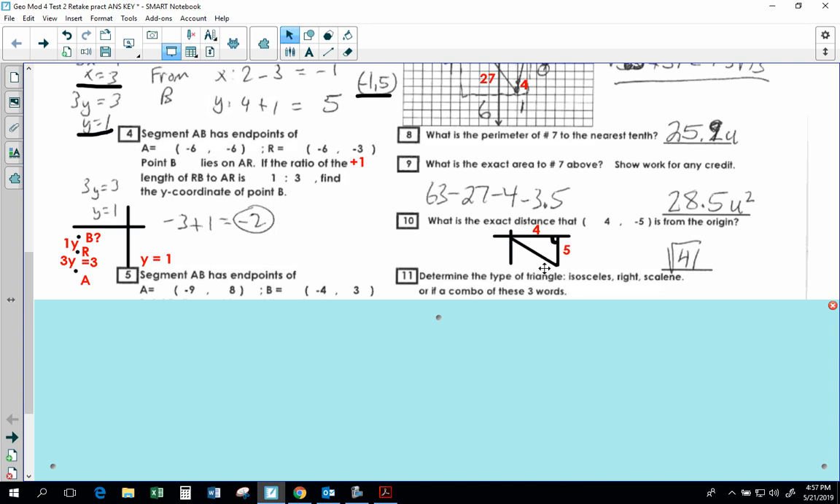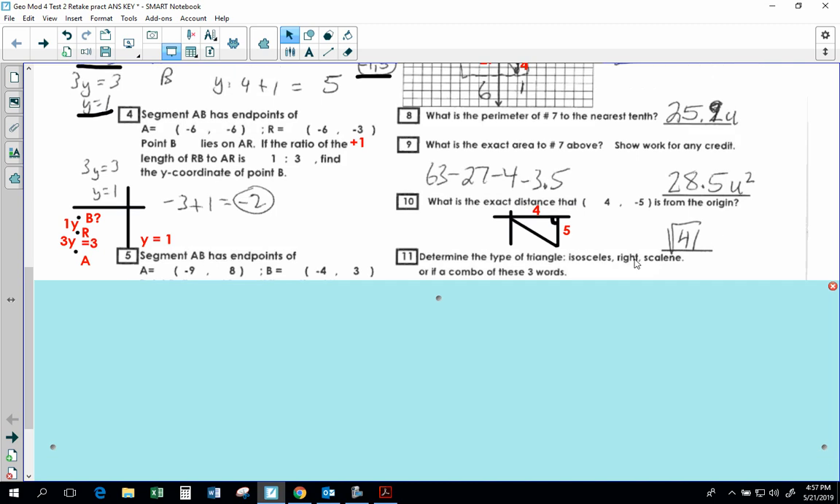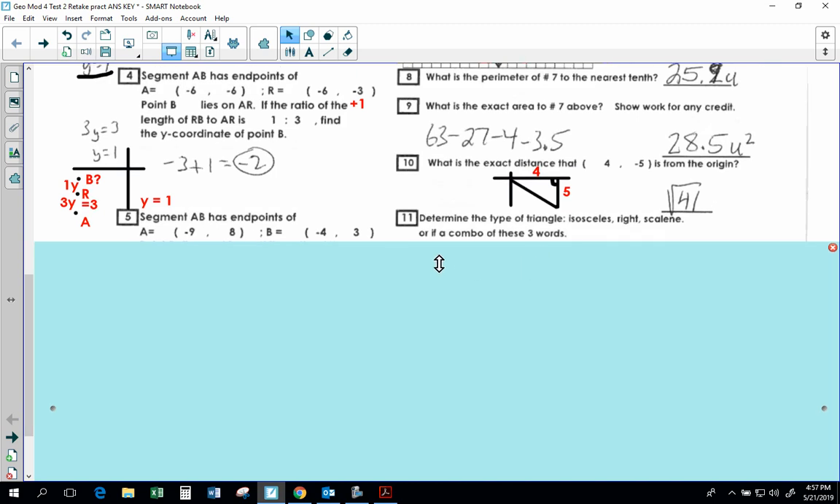So now we have Pythagorean theorem, right triangle. Okay. 4 squared is 16 plus 5 squared is 25. 25 plus 16 is 41. And then we have to take the square root because that's c squared, or d squared if you want to call it distance. So you get down to d or c, you have to take the square root of both sides. So you get square root of 41. That does not break down. So we leave it right there because it wants the exact distance. That means you do not put it as a decimal or you're going to lose points. Lose a point. Okay.